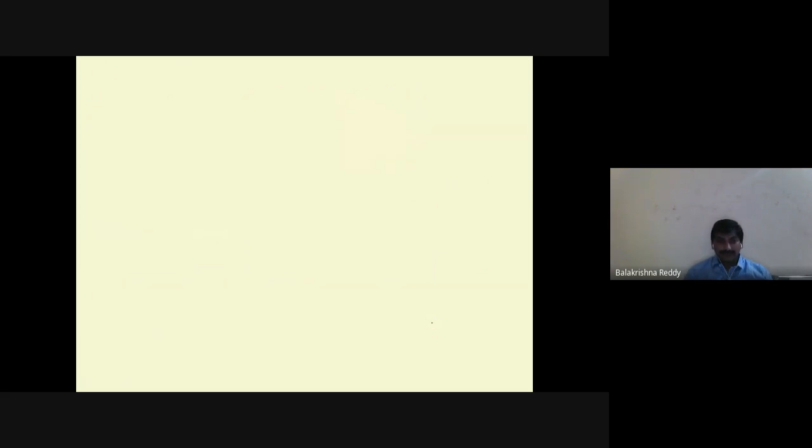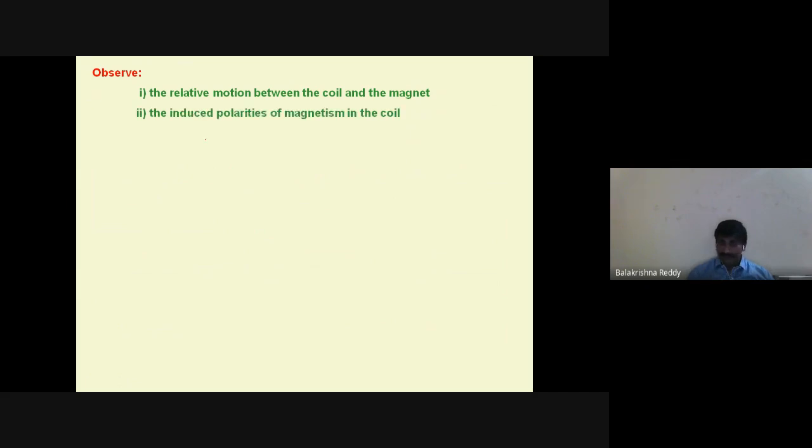Now the observations. What have you observed from this experiment? First, if there is a motion only, there is a current. Means there must be a relative motion between the magnet and coil. Next, the induced polarities of magnetism in the coil. Next, the direction of current through the galvanometer and hence the deflection in the galvanometer. We have observed all of these in the experimentation.